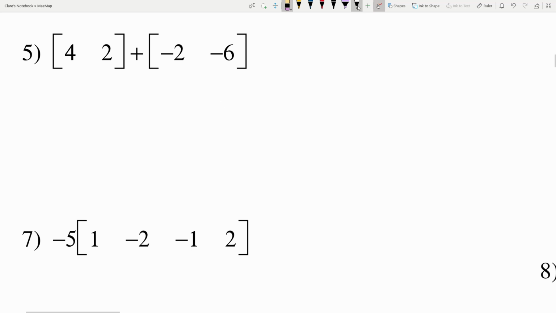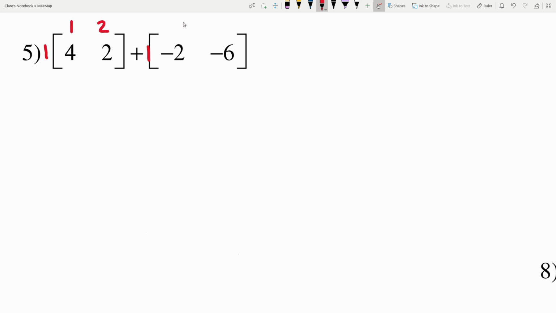In number 5, I'm back to adding. And remember, in order to add, I need to have the same number of rows, which in the first matrix I have 1 row, and in the second matrix I have 1 row. So the rows match. Now the columns must also match. So I have 2 columns, 2 columns. I have a 1 by 2 matrix, and I'm adding that to a 1 by 2 matrix. So because the rows and the columns are equivalent, I can go ahead and add those together, and my result is going to be a 1 by 2 matrix.